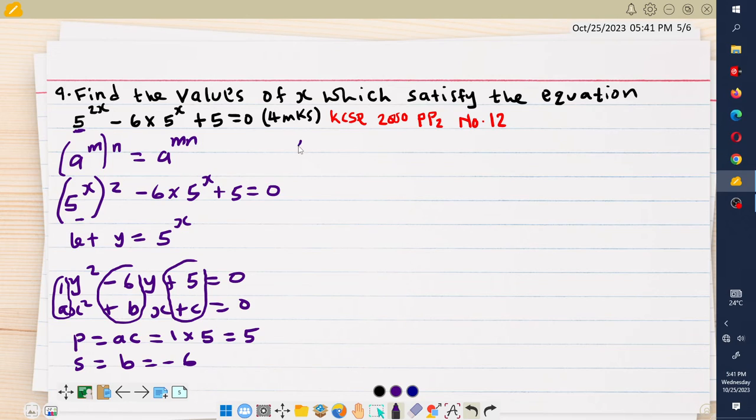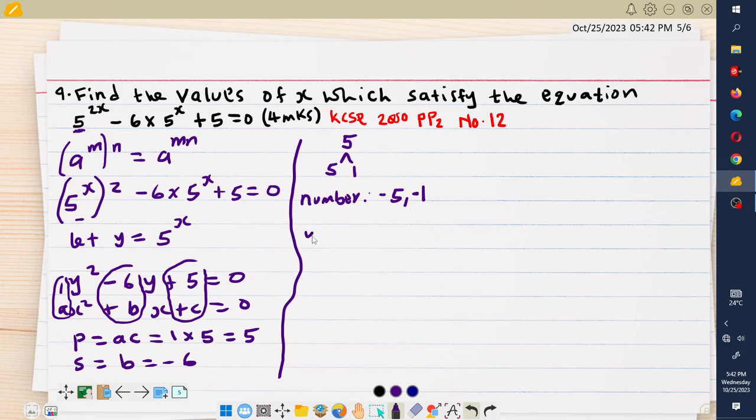Then we check the factors of 5. So 5 of course has only 2 factors, 5 and 1. So the numbers are of course 5 and 1, but we need to introduce a negative somewhere. So the product should give me 5, the sum should give me negative 6. So I'm introducing negatives on both, so that when you multiply negative negative you get plus 5, when you add you get negative 6. So I'm going to rewrite this.